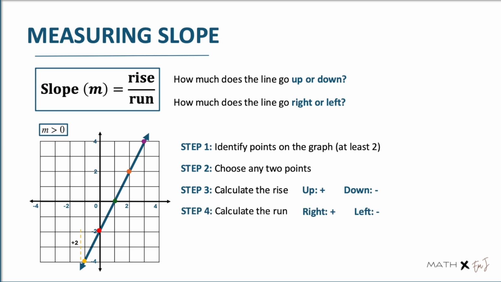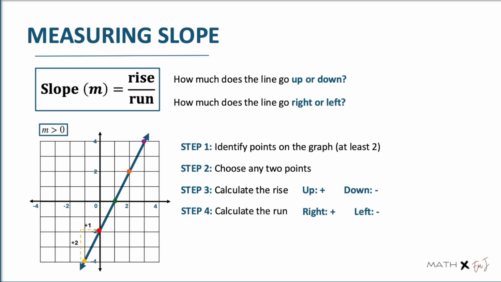Okay, now we need to calculate the run. And again, if we move across the x-axis, if you move right, you'll notice that the numbers are getting positive, and if you move left, the numbers are getting negative. So in this case, we're moving right 1, so positive 1.